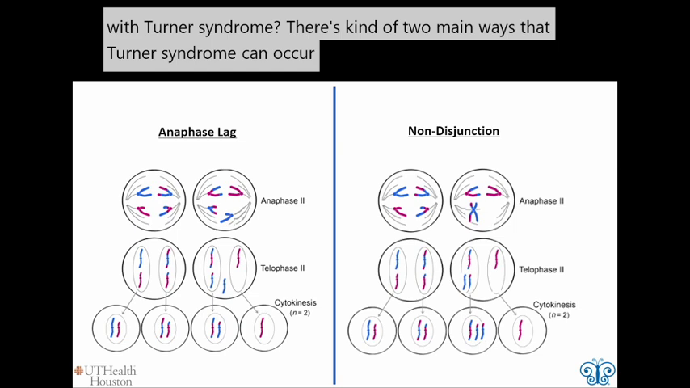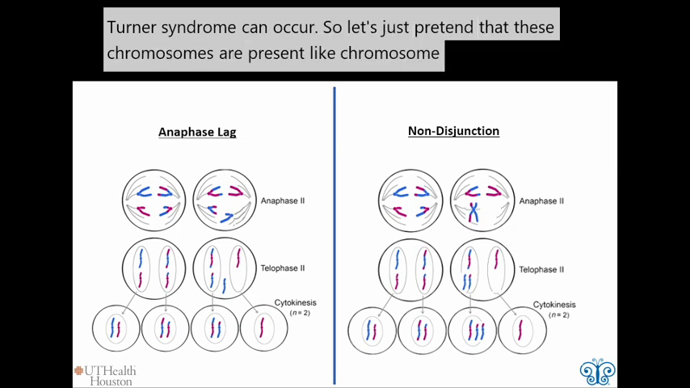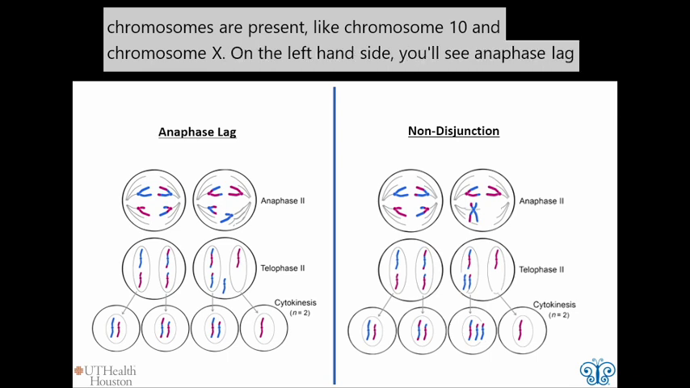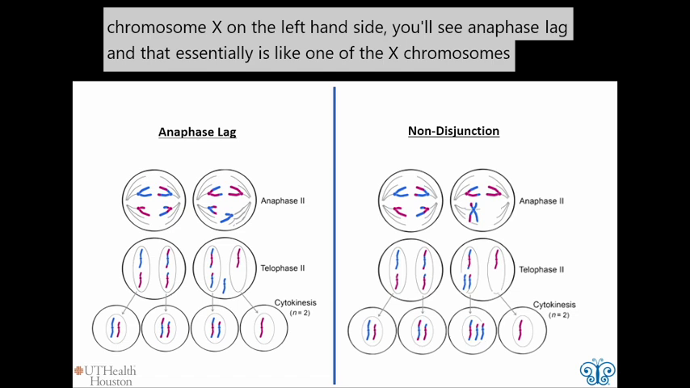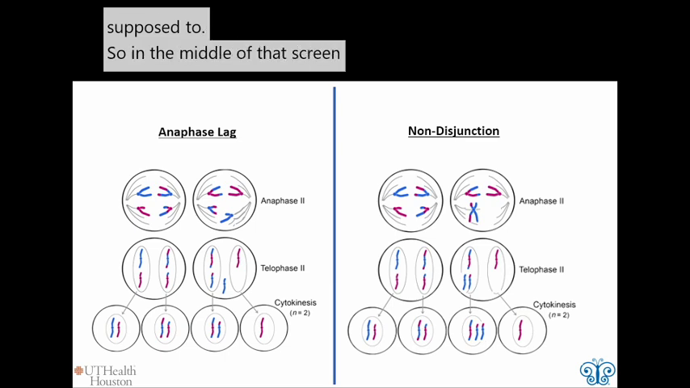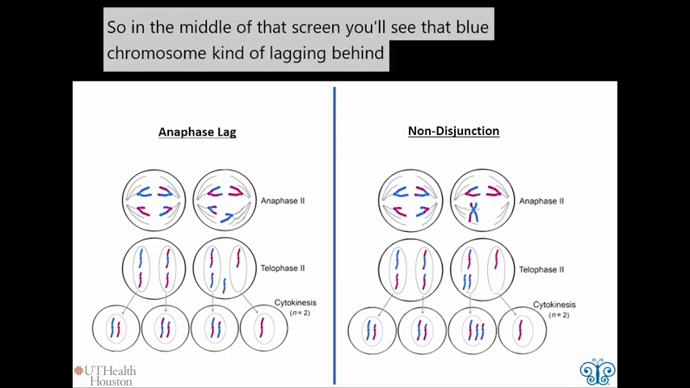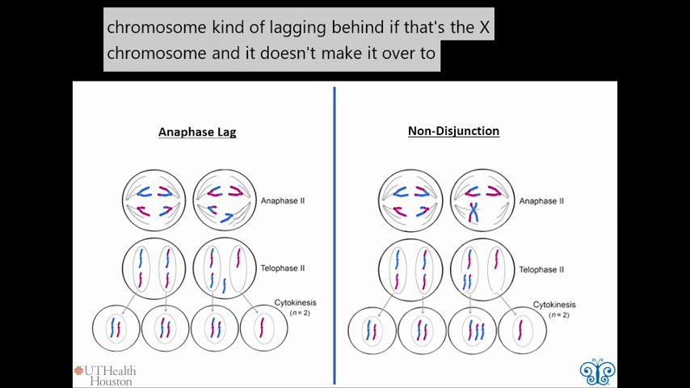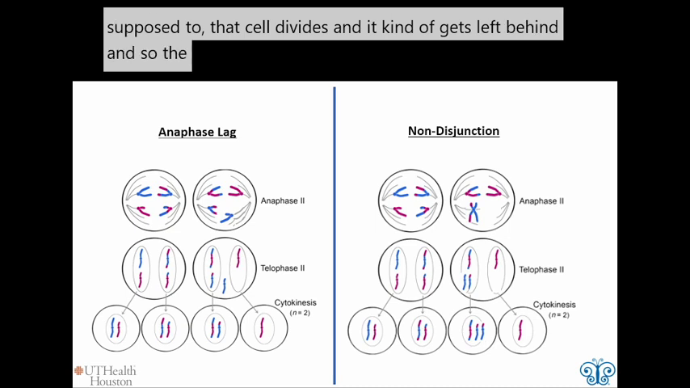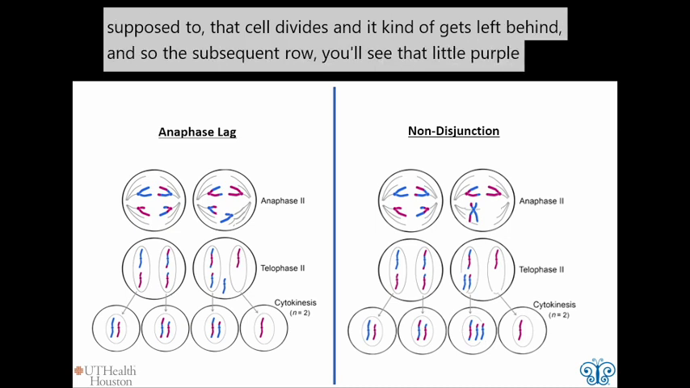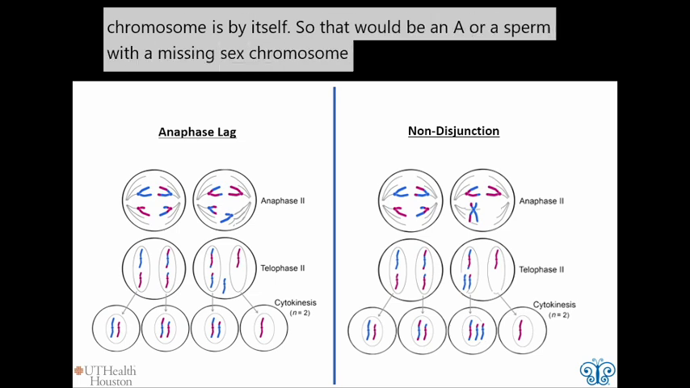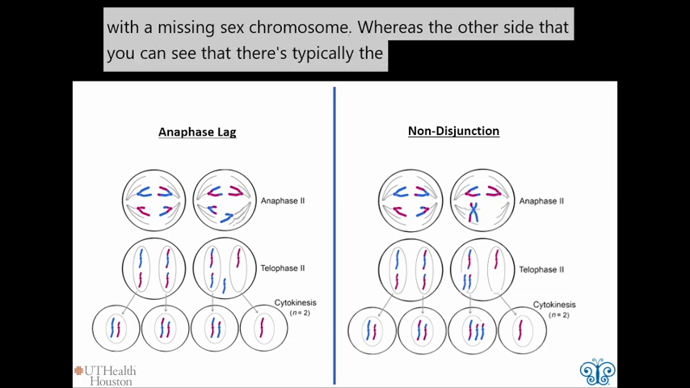So let's just pretend that these chromosomes represent chromosome 10 and chromosome X. On the left-hand side, you'll see anaphase lag, and that essentially is like one of the X chromosomes isn't quite making it over to the side that it's supposed to. So in the middle of that screen, you'll see that blue chromosome kind of lagging behind. If that's the X chromosome and it doesn't make it over to its side, that cell divides and it kind of gets left behind. And so in the subsequent row, you'll see that little purple chromosome is by itself. So that would be an egg or a sperm with a missing sex chromosome. Whereas on the other side, you can see that there's typically the 2 chromosomes there.